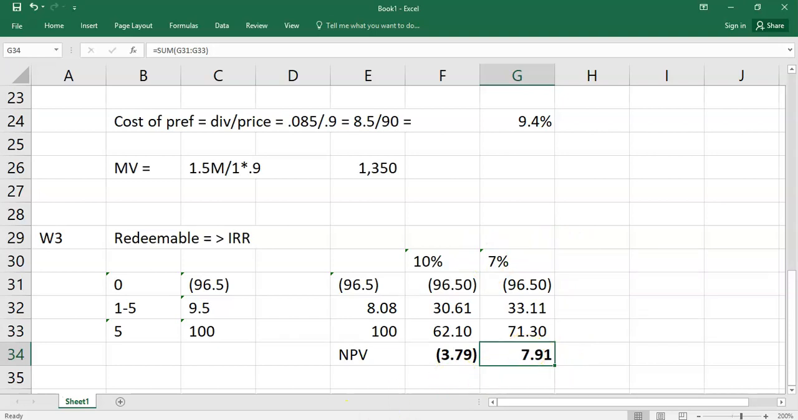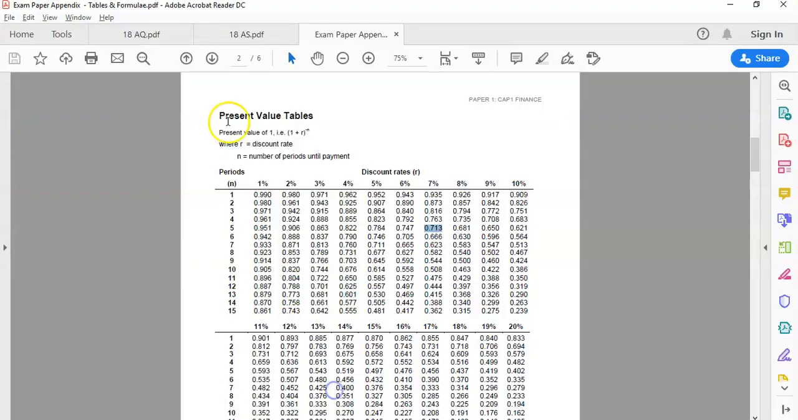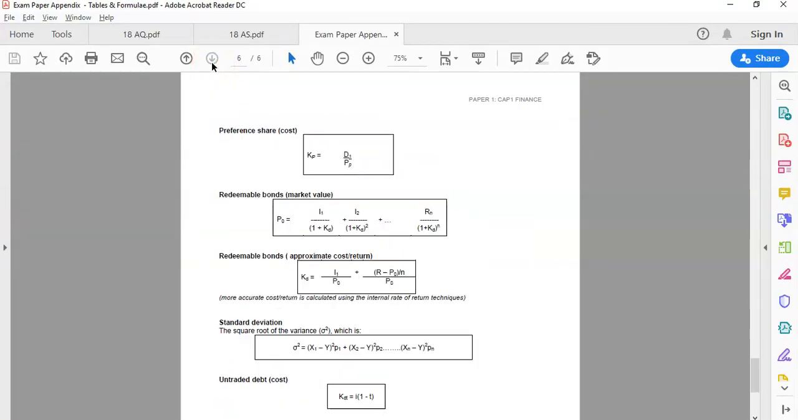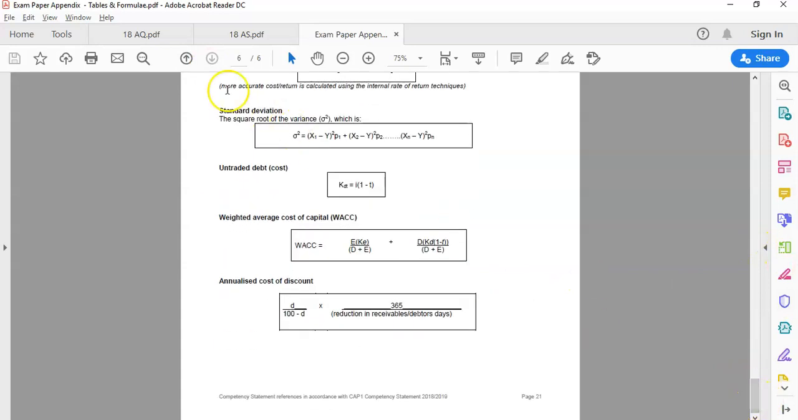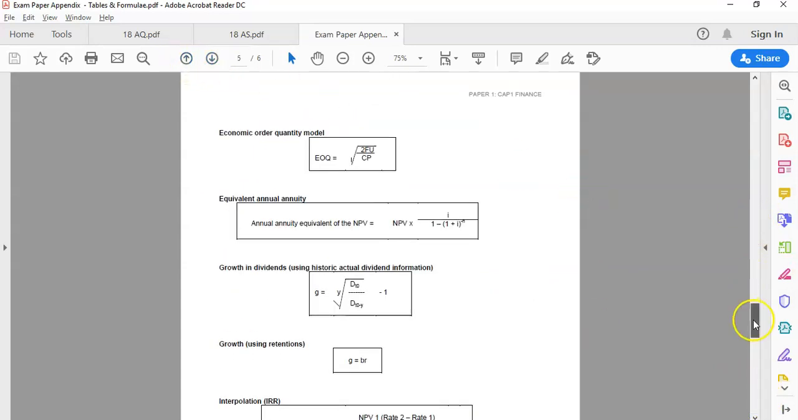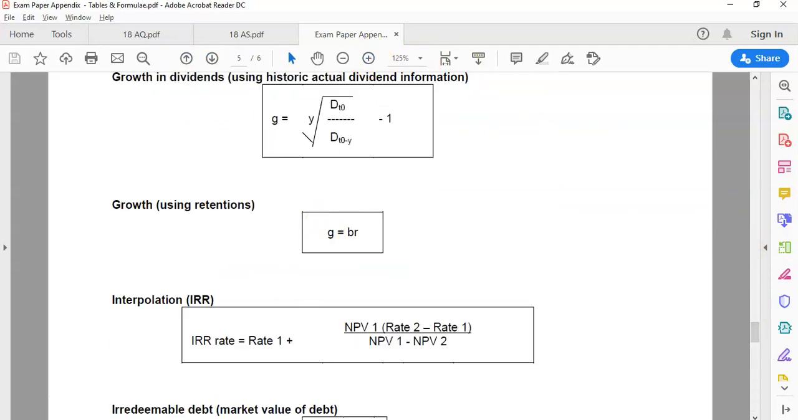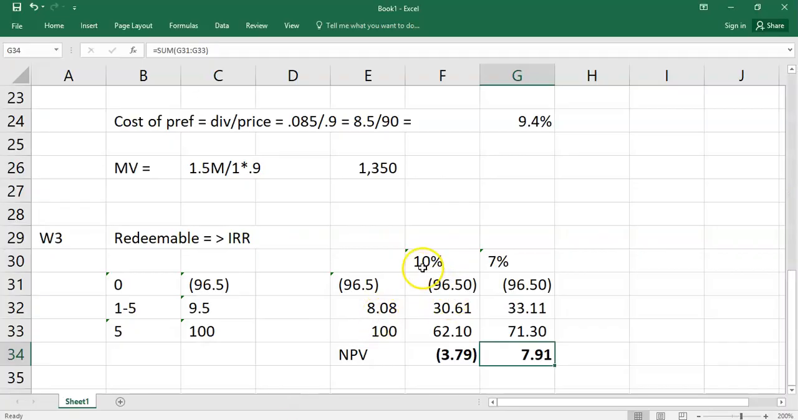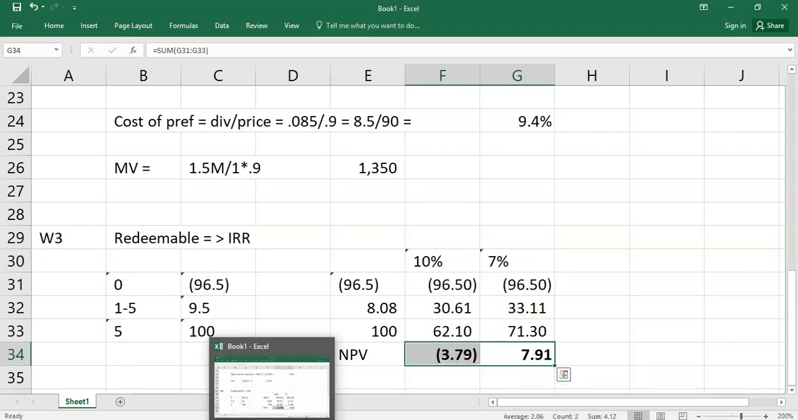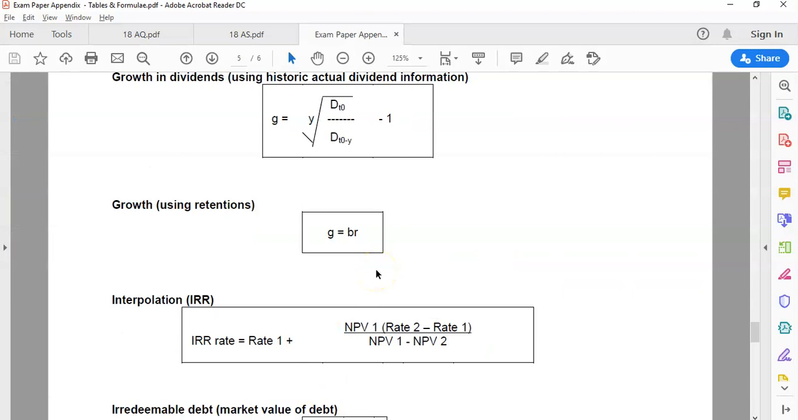But what you need to do now is I'm going to show you the formula, which is in this appendix as well, for the IRR. Right, so they give it to you on the day of the exam. Go back to the previous one. There's your IRR, what's called an interpolation formula. So you're estimating, think about it, we know the NPV is going to be 0 somewhere between 10 and 7%. So you're trying to estimate where exactly NPV is 0, because that's what your IRR is. Your IRR is your break-even discount rate.